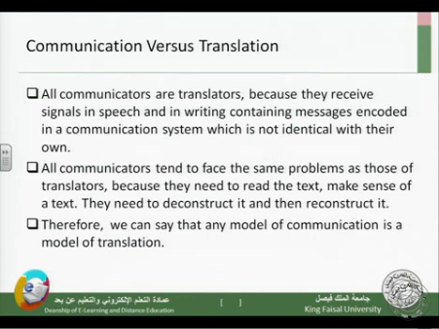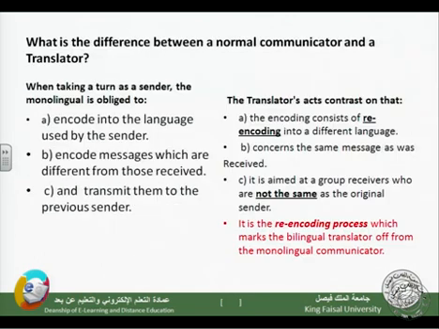But the communicator might find the same difficulty as the translator find it when there is a kind of communication between two people. So there is some kind of common features between communication, a model of communication, and a model of translation.